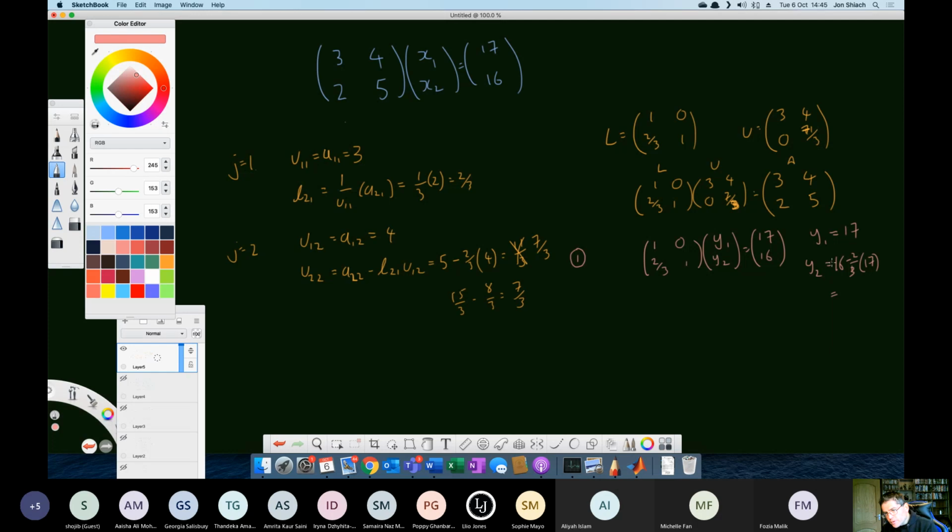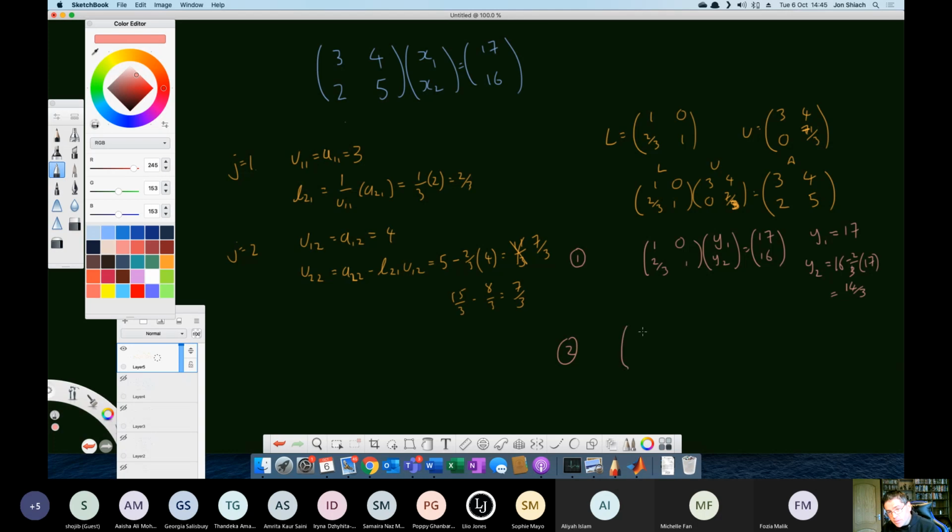Okay, I'm regretting that now, so I'm reaching for my calculator off screen. 16 minus 2 over 3 times 17. That is 14 over 3. Okay, so we've got our y values. That's the first step in Crout's method.